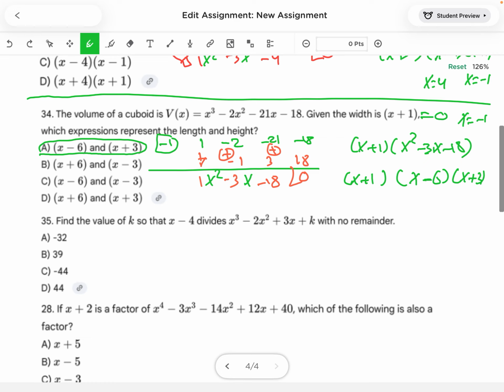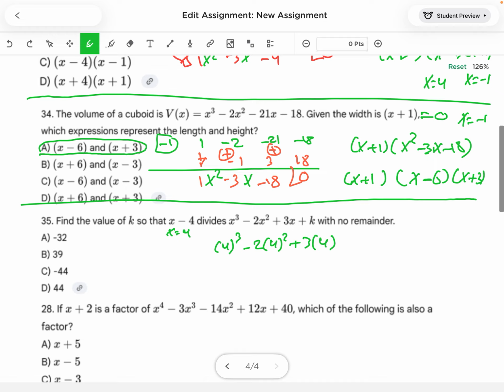Question number 35, which is the last question. We did a question similar to this, but I changed a little bit one of these. Have a look at it. Find k so that x minus 4 divides with no remainder. That means when I replace x equals 4 in the expression, the answer will be 0. So 4 to the power 3 minus 2 times 4 squared plus 3 times 4 plus k equals to 0. The question says there's no remainder.